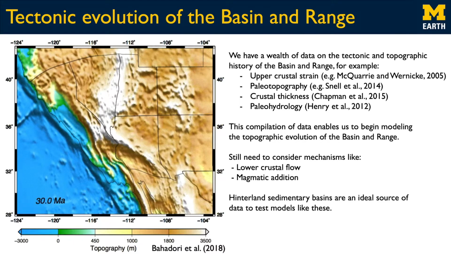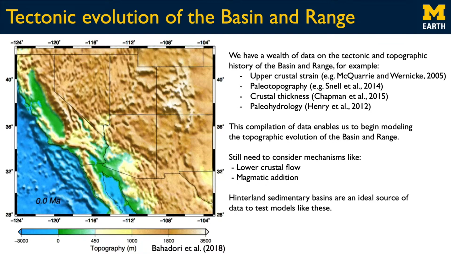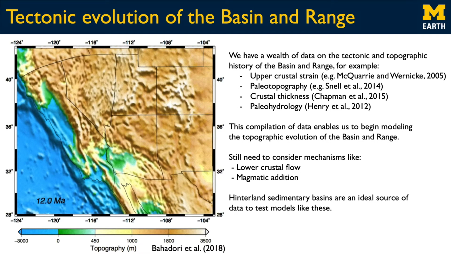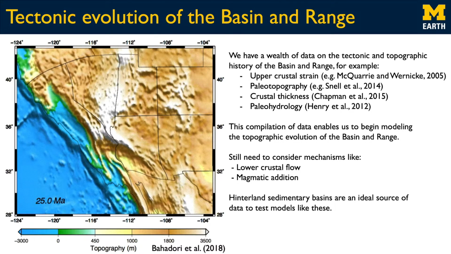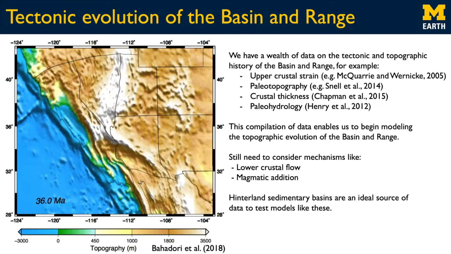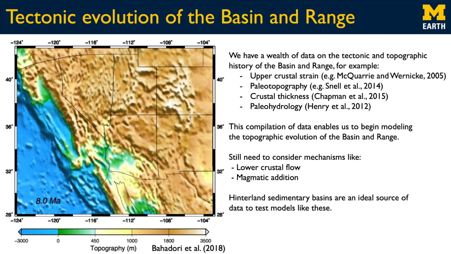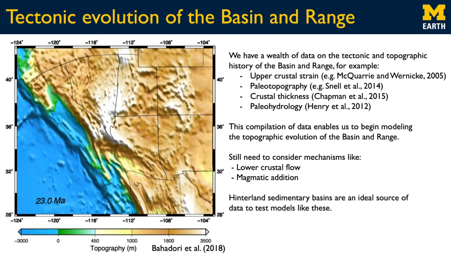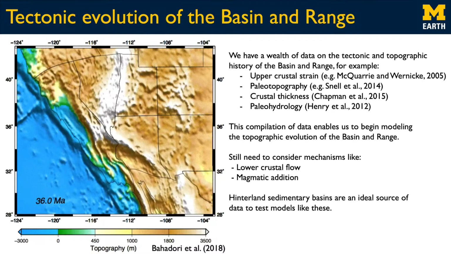And the challenge with models like these is that they inherently are unable to take into account geodynamic mechanisms like lower crustal flow and magmatic addition, which, while we know we're likely operating during extension, wouldn't have left an upper crustal strain signature and therefore couldn't be incorporated into a model like this. And so an important test for models like these is to compare their predictions to independent measures of topography.